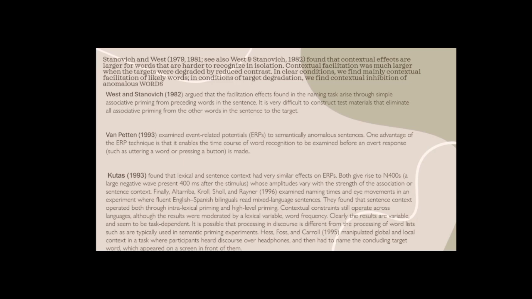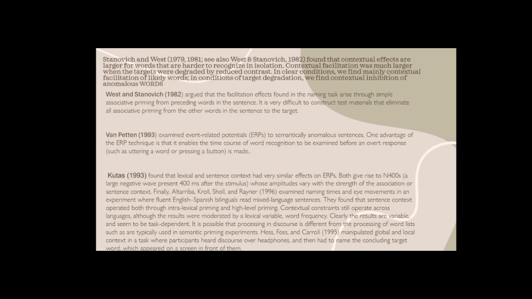They found that sentence context operated both through intralexical priming and high-level priming. Contextual constraints still operate across languages, although the results were moderated by a lexical variable, word frequency. Clearly, the results are variable and seem to be task-dependent. It is possible that processing in discourse is different from the processing of word lists such as those typically used in semantic priming experiments.